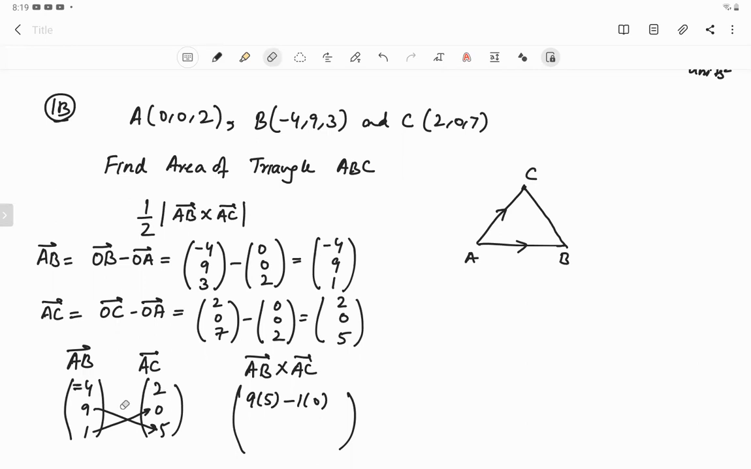Once you are done with the first entry, for the third entry, you will put a line on the third entry of AC and AB and calculate the determinant of the remaining. This will give you the third entry of the product.